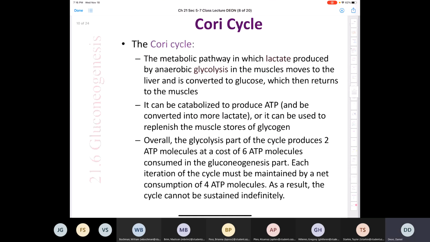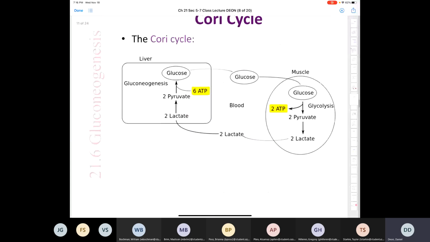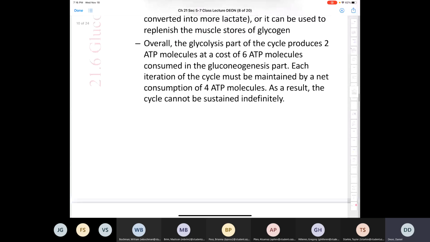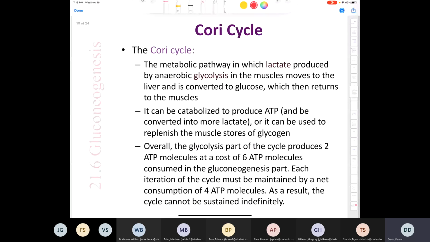Here's my summary of the Cori cycle. I know there's a lot of words on here, but I find it's just the best way to help my students summarize what the heck the Cori cycle is. So let's just go over it together quickly. It says the metabolic pathway in which lactate produced by anaerobic glycolysis in the muscles moves to the liver. So we take that lactate, get it back to the liver, and it gets converted back to glucose by gluconeogenesis. Then it can go back to the muscles.